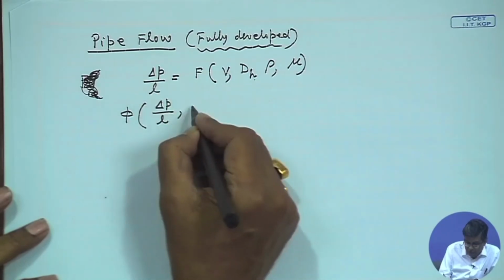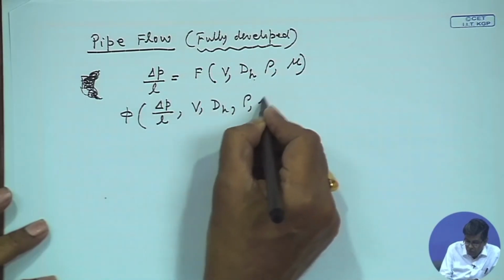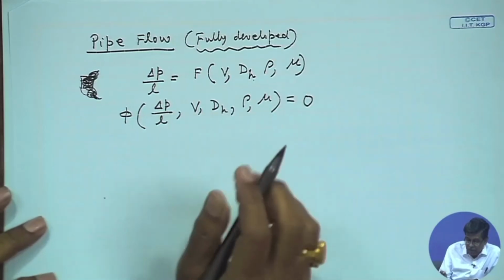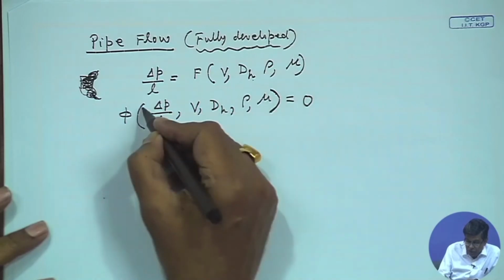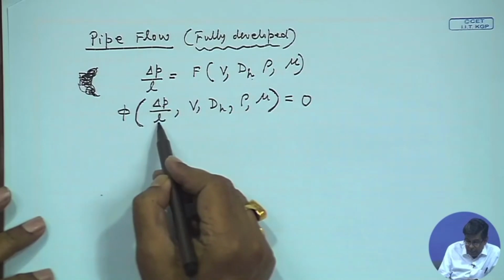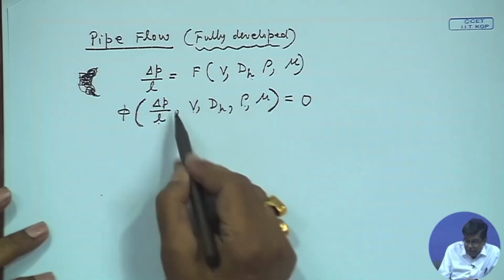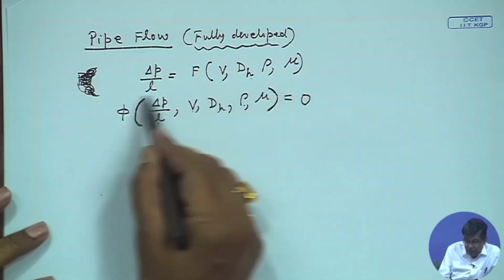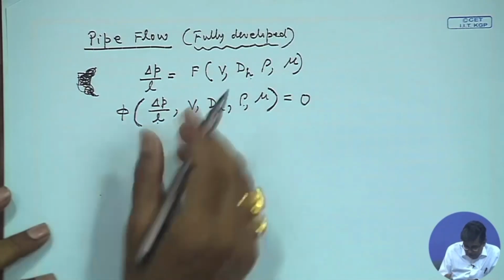This is the output parameter V, dH, rho, mu, 0. A pipe flow problem is governed by pressure force and viscous force, and for a fully developed flow the inertia force is 0. So, delta P by L, V, dH, rho, mu define the dimensional variables of a pipe flow problem. A pipe flow problem can be defined implicitly by this functional relationship. Now, how do we apply the pi theorem?